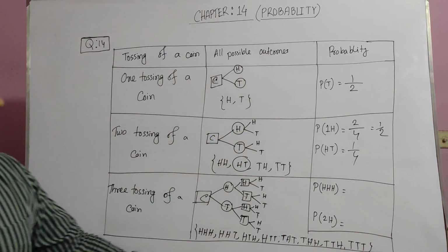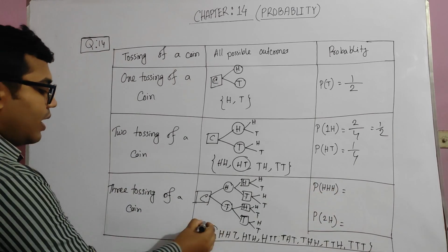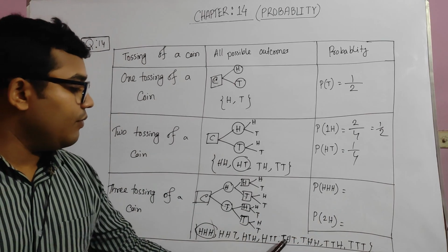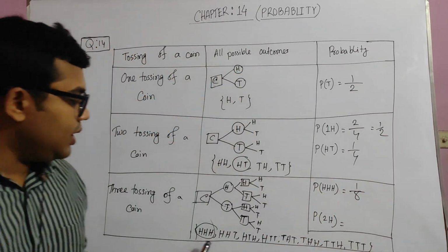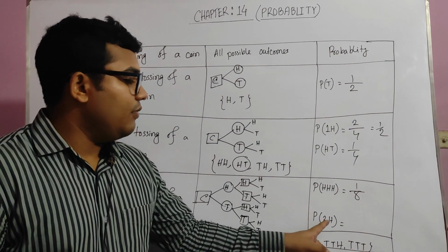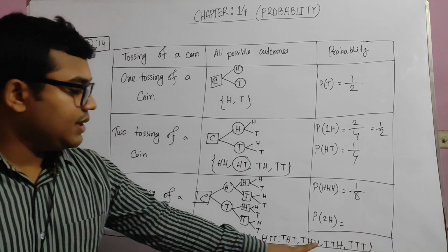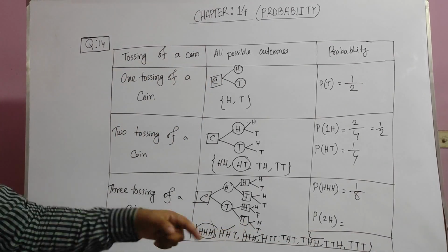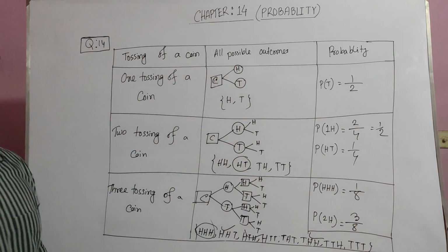Okay, so here the question says the probability to get 3 heads at a time. Here only one is 3 heads, and the total outcome is what, 1 2 3 4 5 6 7 8. So our answer will be 1 by 8, since 8 is our total events and one is our favorable event. And finally, the probability of 2 heads. How many 2 heads are here? 1, 2 and 3, only 3. Other outcomes do not have 2 heads, so it can be 3 by 8, and that is our required answer.